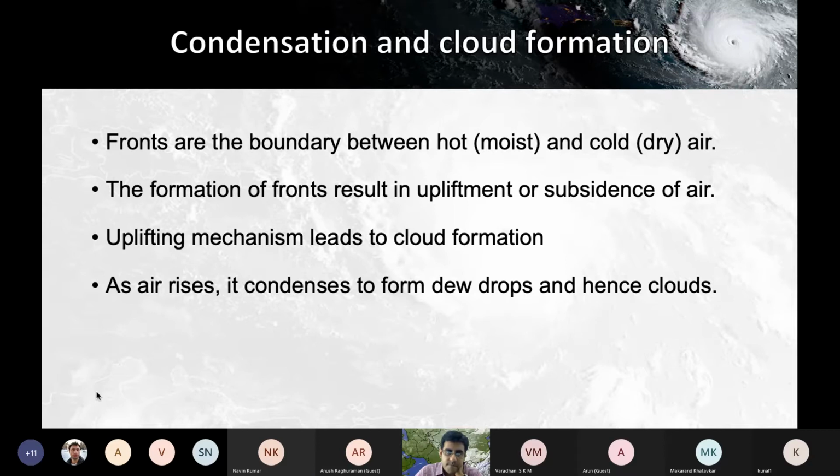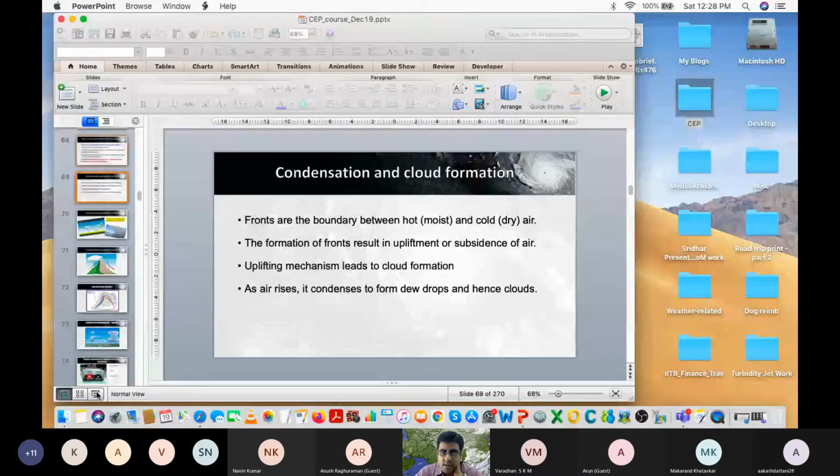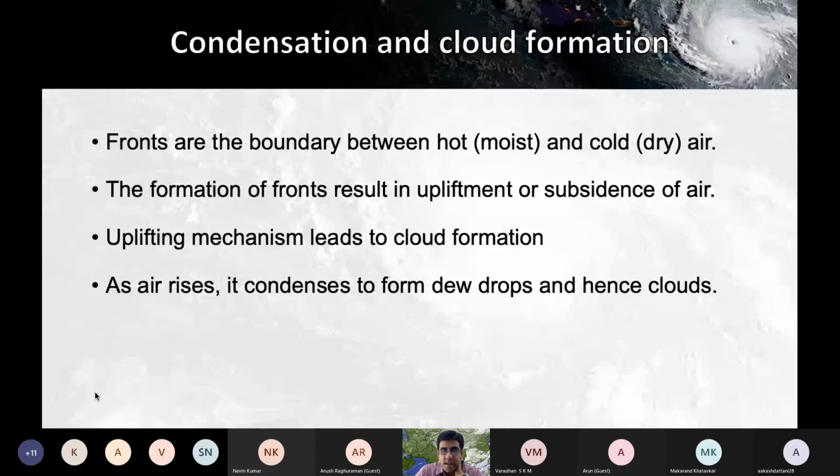So I have 2 questions about the ENSO. Will this be an appropriate time to ask, or somewhere later during the course? Yeah, we have an ENSO module later. So we will talk about ENSO and IOD in detail. Okay, thank you.